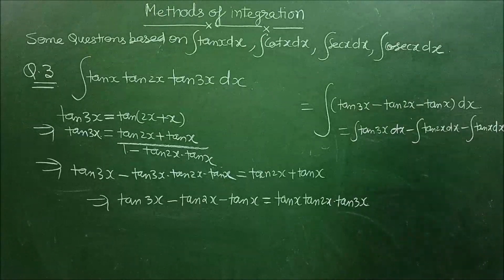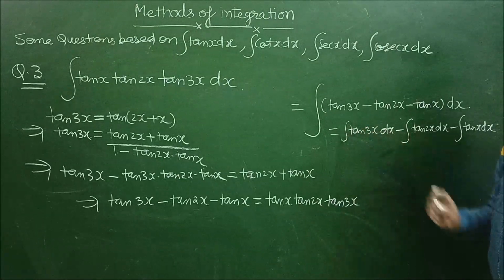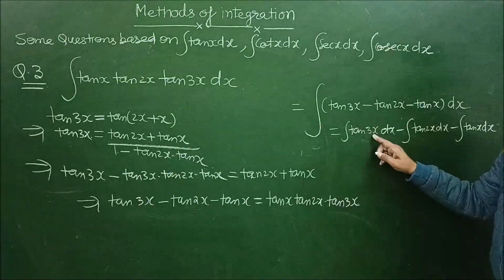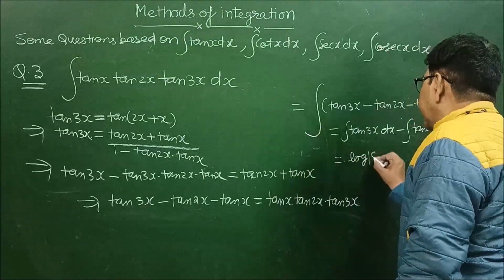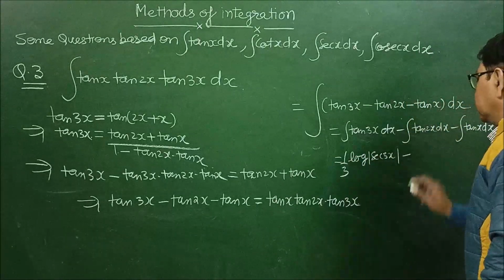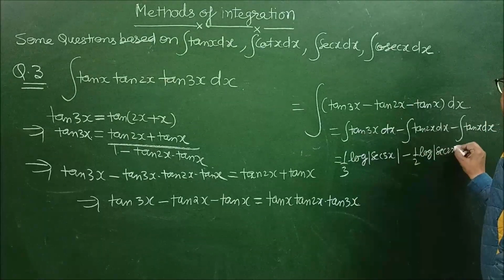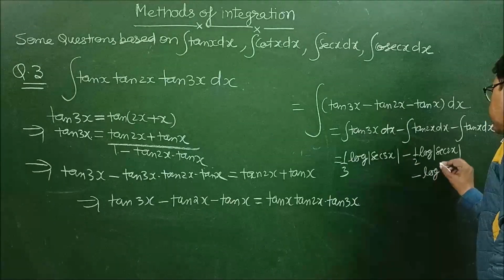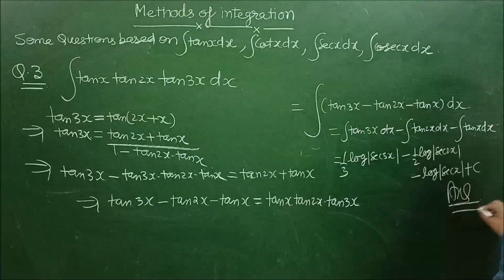to, if we have a multiple in the angle, then we divide. In the differentiation we multiply by 3. So in the case of integration, if we have a multiple in the angle, then we can write this is equal to log of mod sec 3x and then 1 by 3, then minus 1 by 2 log mod sec 2x minus integration of tan x is minus log mod sec x, and then plus c. So this is the final answer of the question.